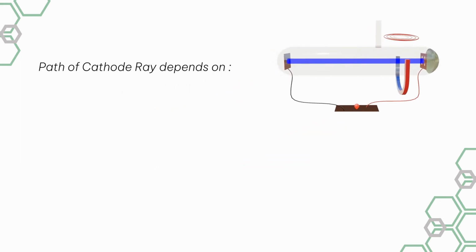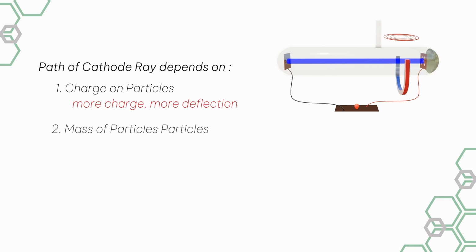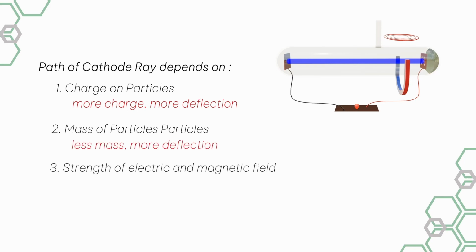J.J. Thomson said that the path of the cathode ray depends on these three things. First, how much negative charge is present on these particles. The more the charge, the more is the deflection, because the particles with more charge are more attracted toward electric and magnetic field. Second, on the mass of particles. The lower the mass, the greater the deflection. And third, on the strength of electric and magnetic field. The greater the strength, the greater the deflection.